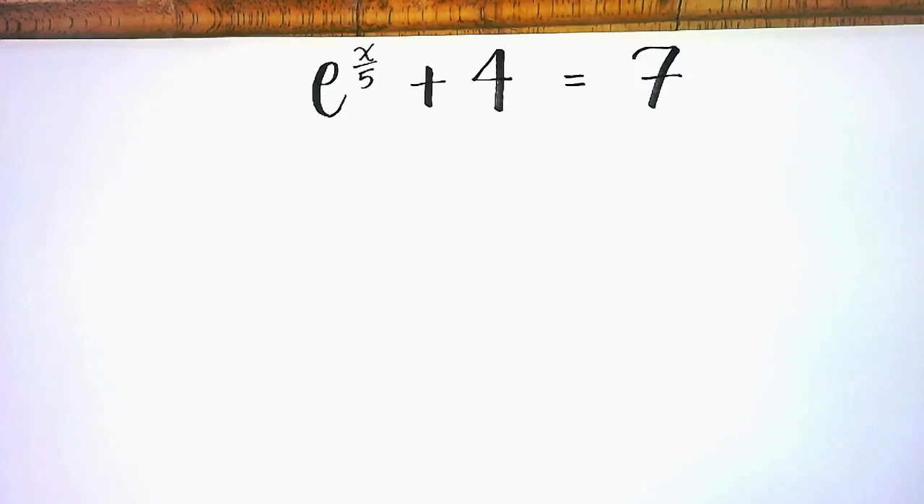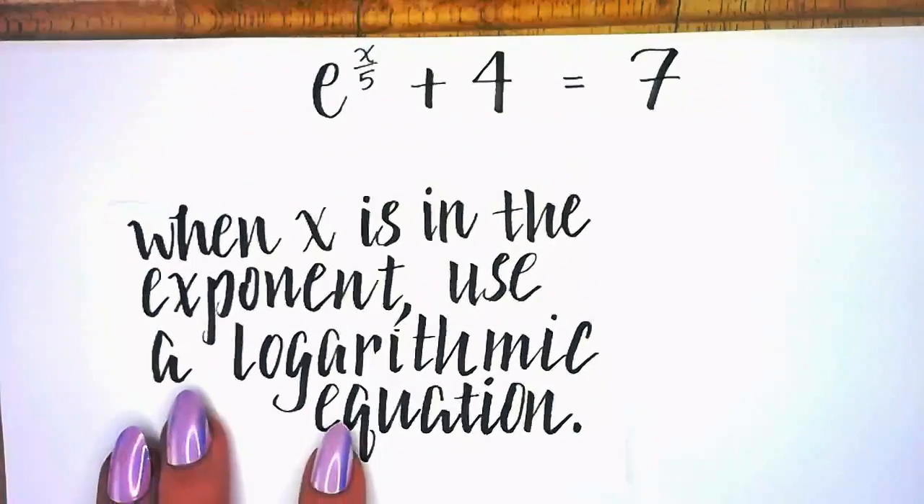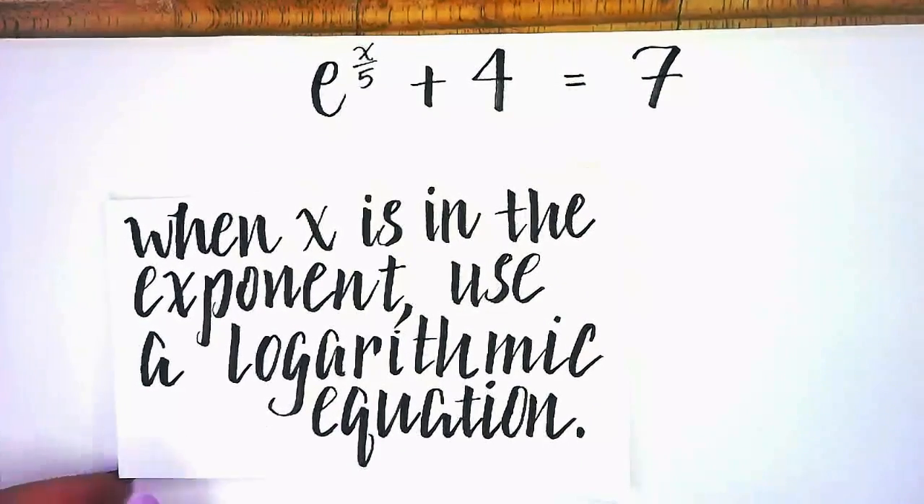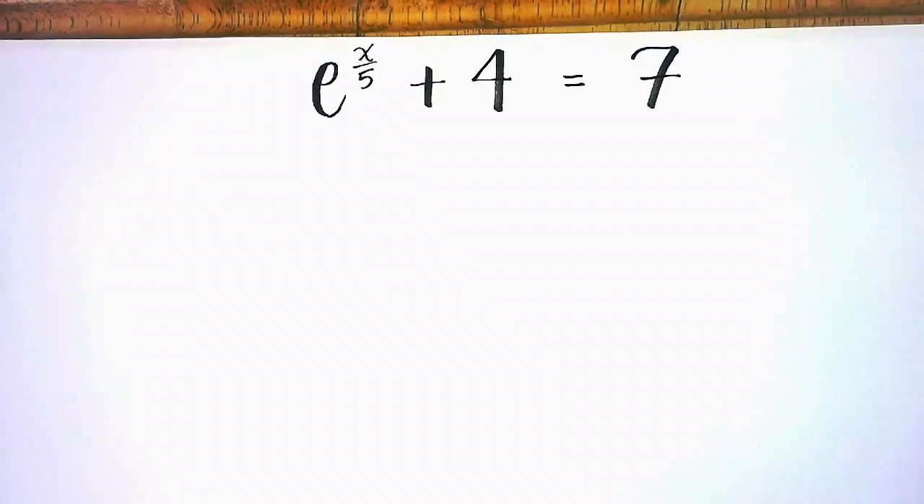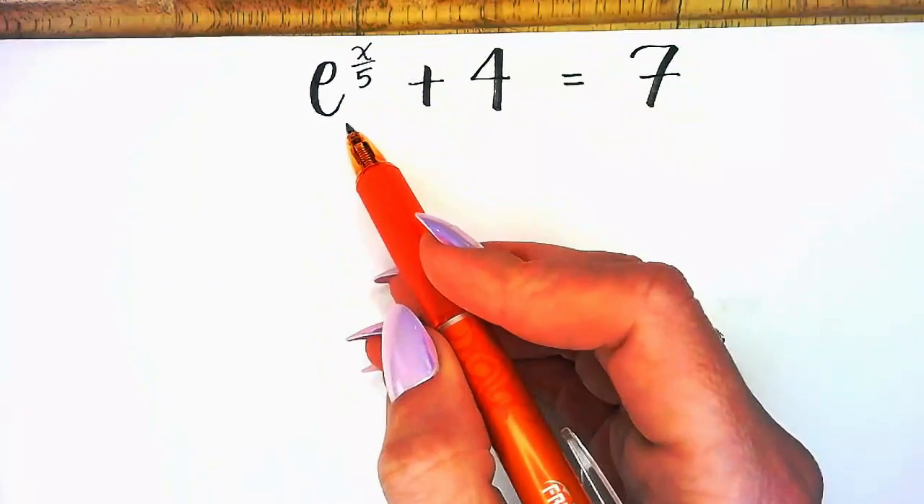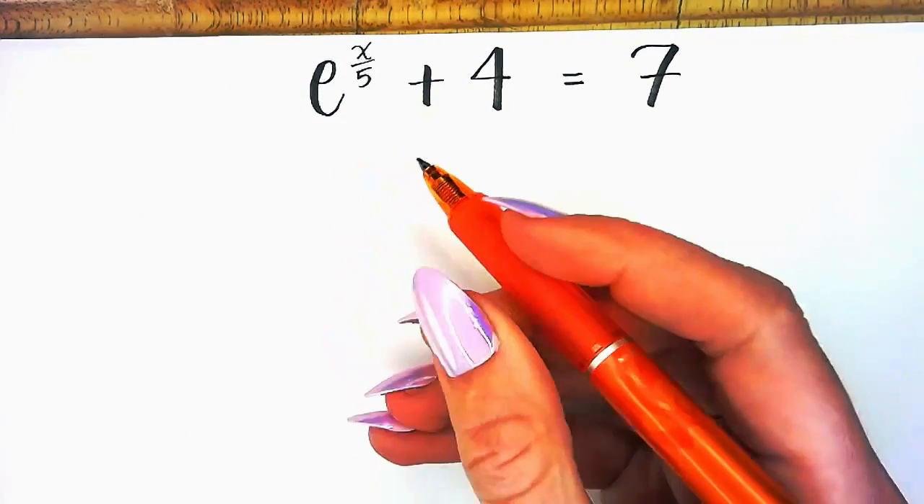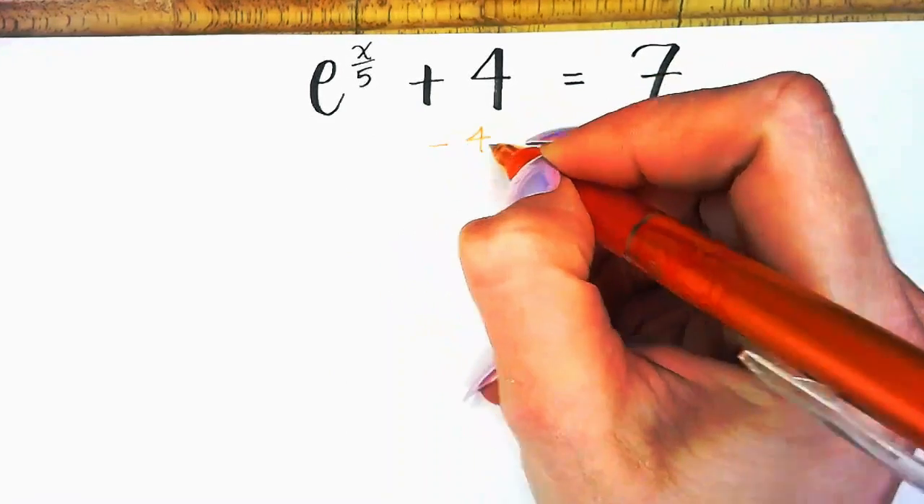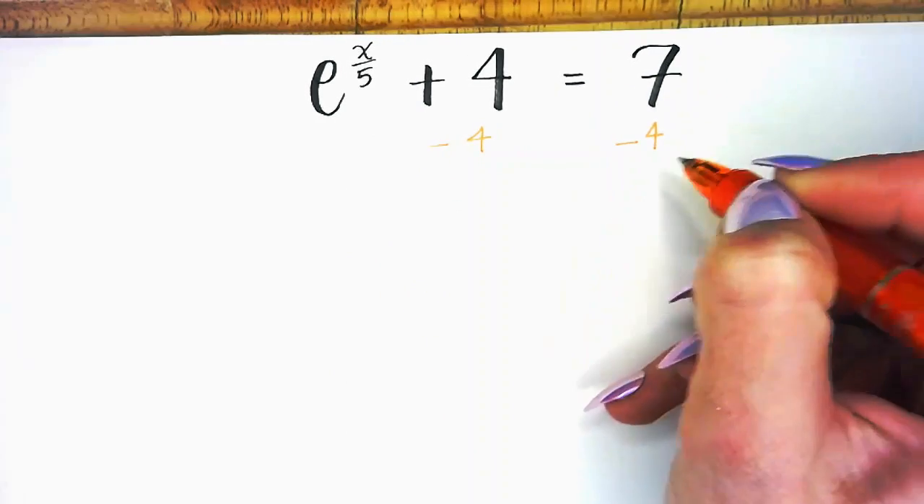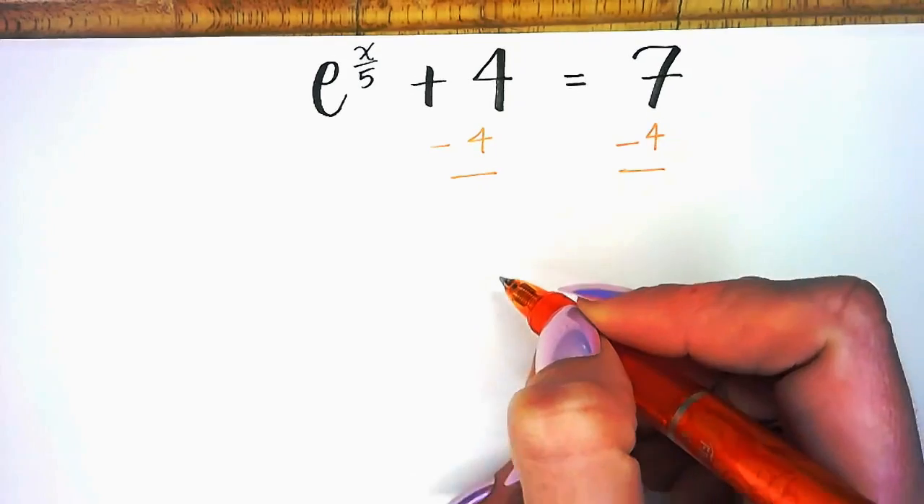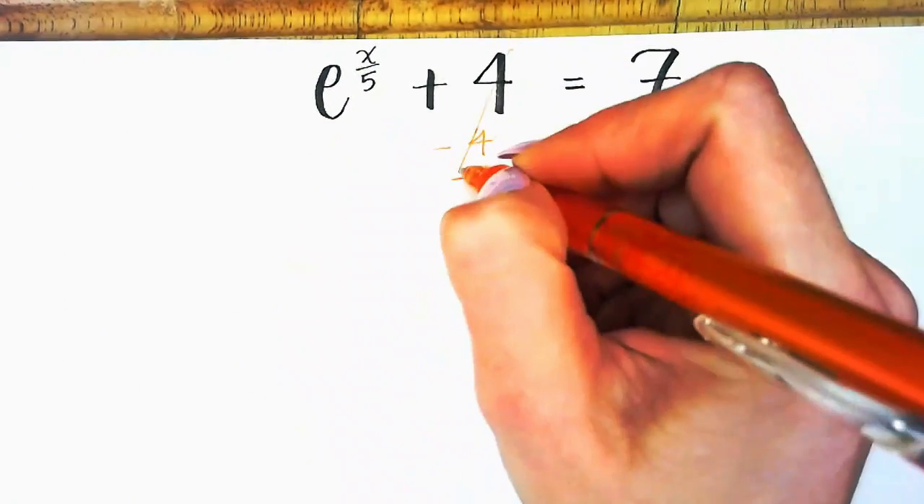Here we have another situation when x is in the exponent, and we're going to have to use a logarithmic equation. The base of this exponential is e, which means the logarithm will be ln. Before we can do that, we need to subtract 4 from both sides because we need to get our base to a power alone.